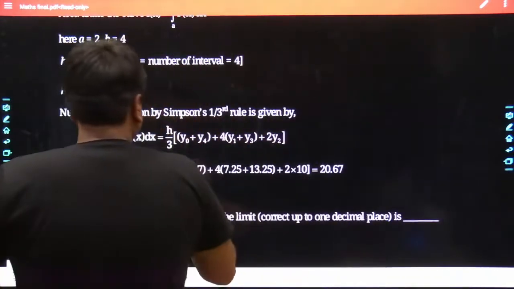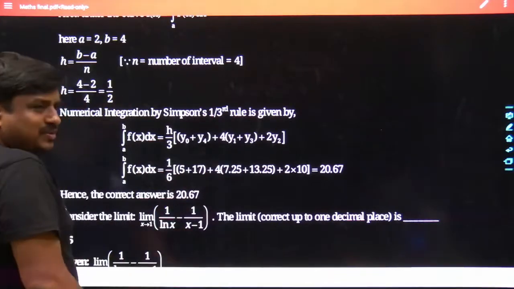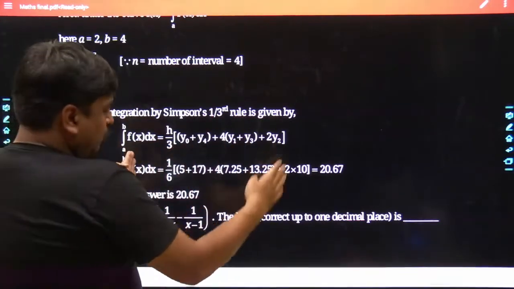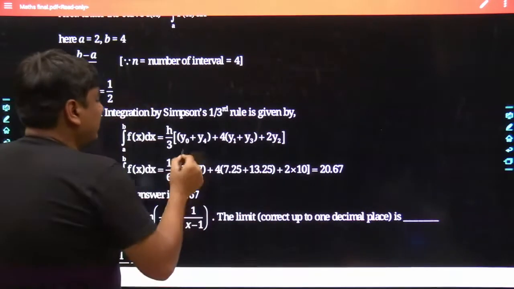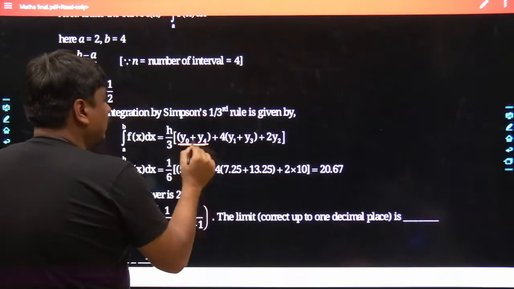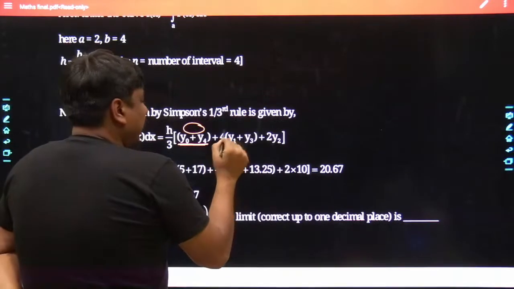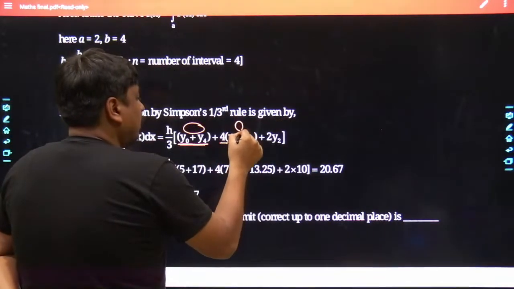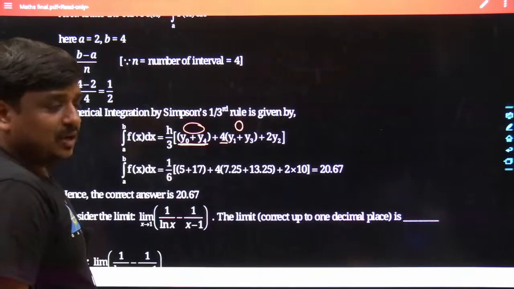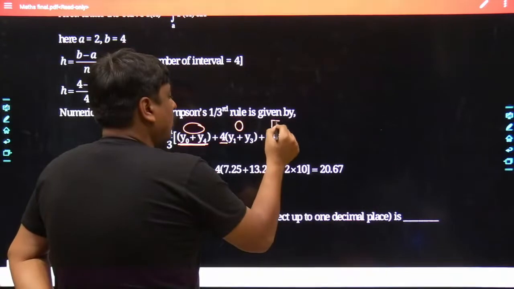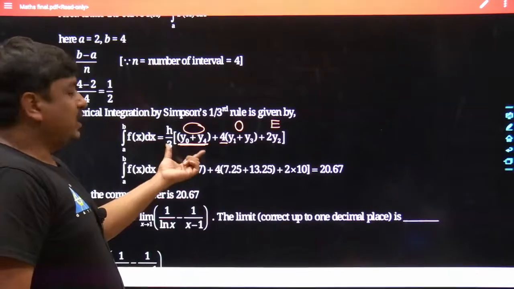So here it has become h divided by 3. How many data points will you have? Obviously, the number of intervals is 4, so you will start from y0 and land up to y4. Same as we have done earlier, the first and last data come at the very beginning. The 4 gets multiplied with all of the odd data, which are y1 and y3. Similarly, 2 gets multiplied with all of the even data, excluding the first and last data, because that has already been taken at the very beginning.